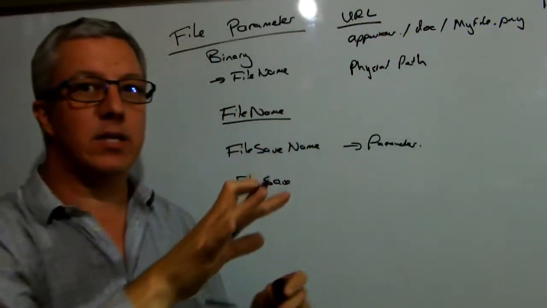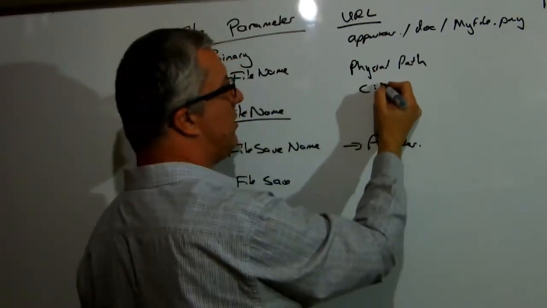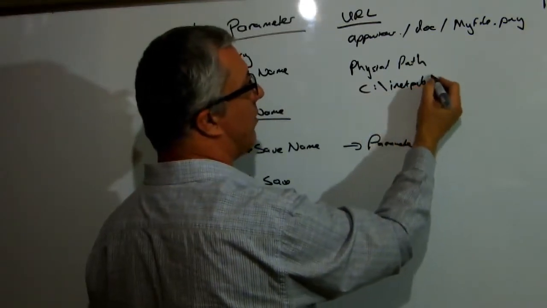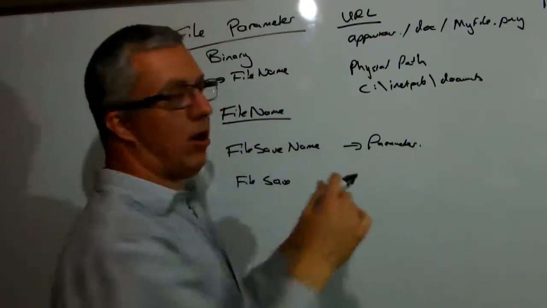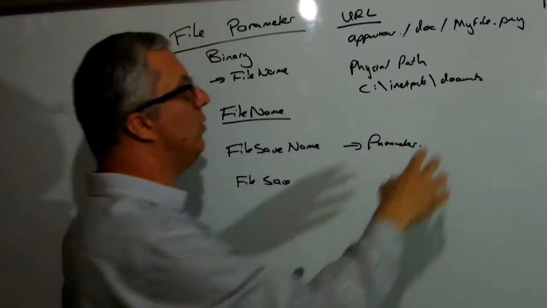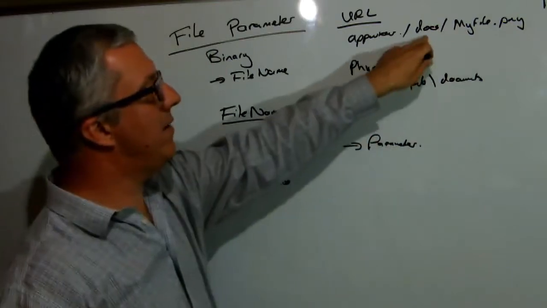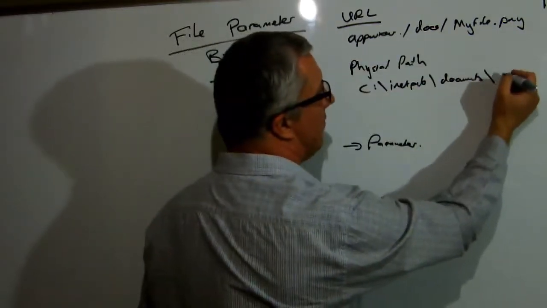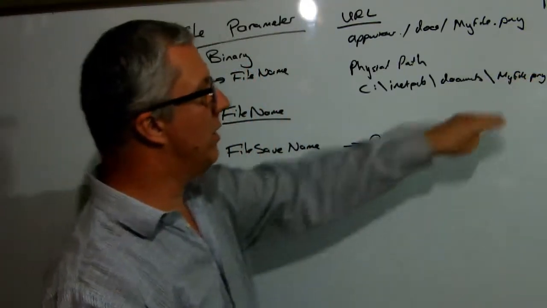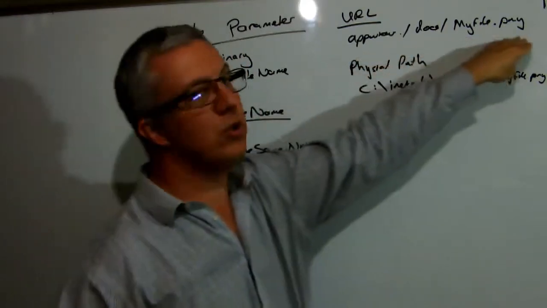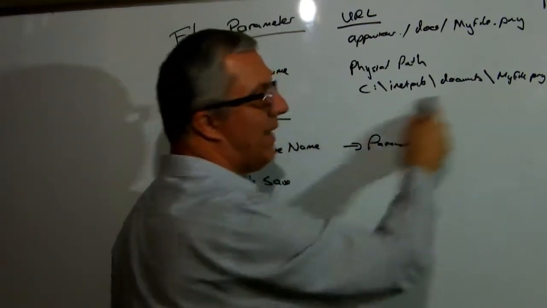Now the two are connected, but not always in a direct fashion. So my physical path will say, for instance, on my C drive, in my inetpub folder, in my documents folder. Okay, and on AppWizard, depending on how it is set up, you will have a match between documents and doc or docs, and these two will be the same thing. So if I then save it, I will save it as myfile.png. So this path here will correspond to that path over there. So the file save name that I'm going to put in is where I'm actually saving this file.